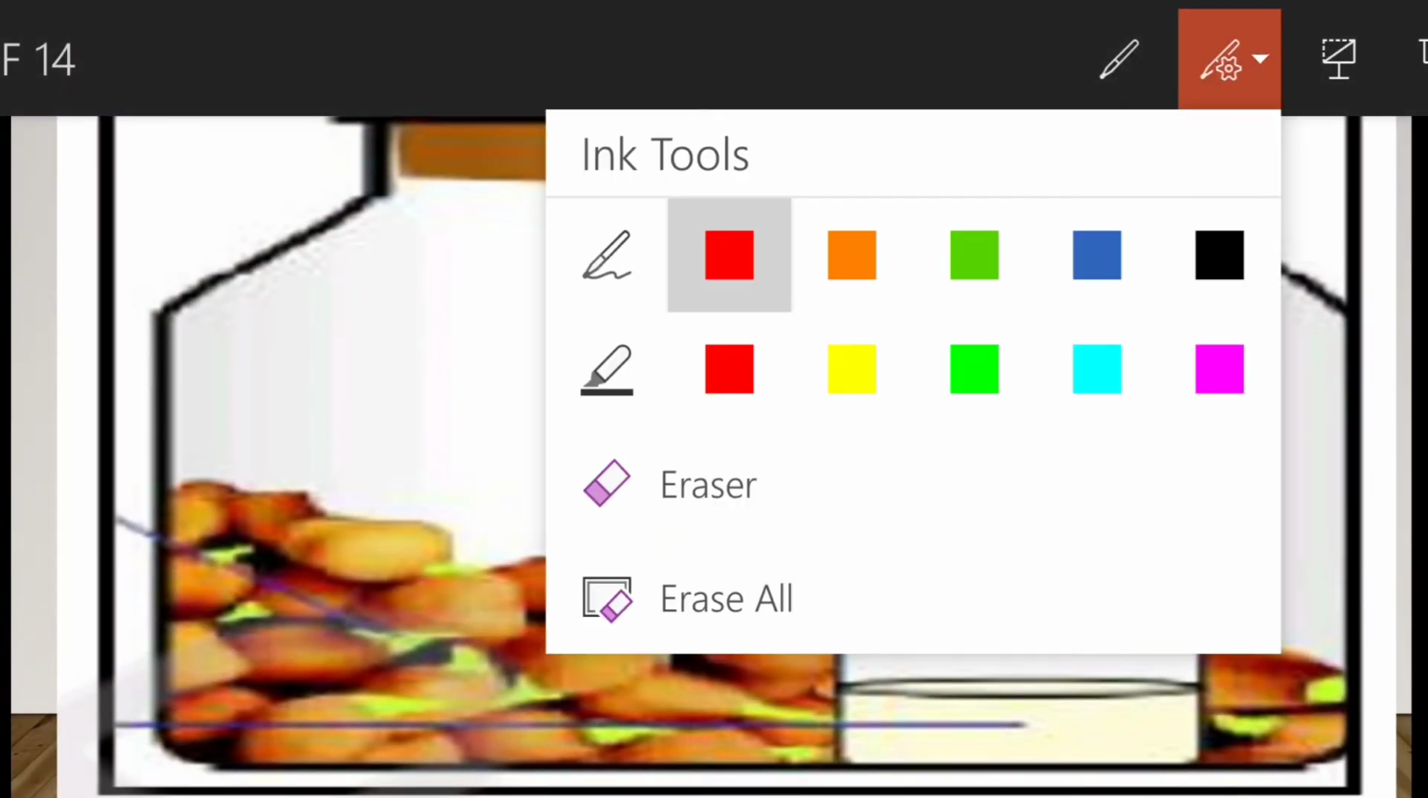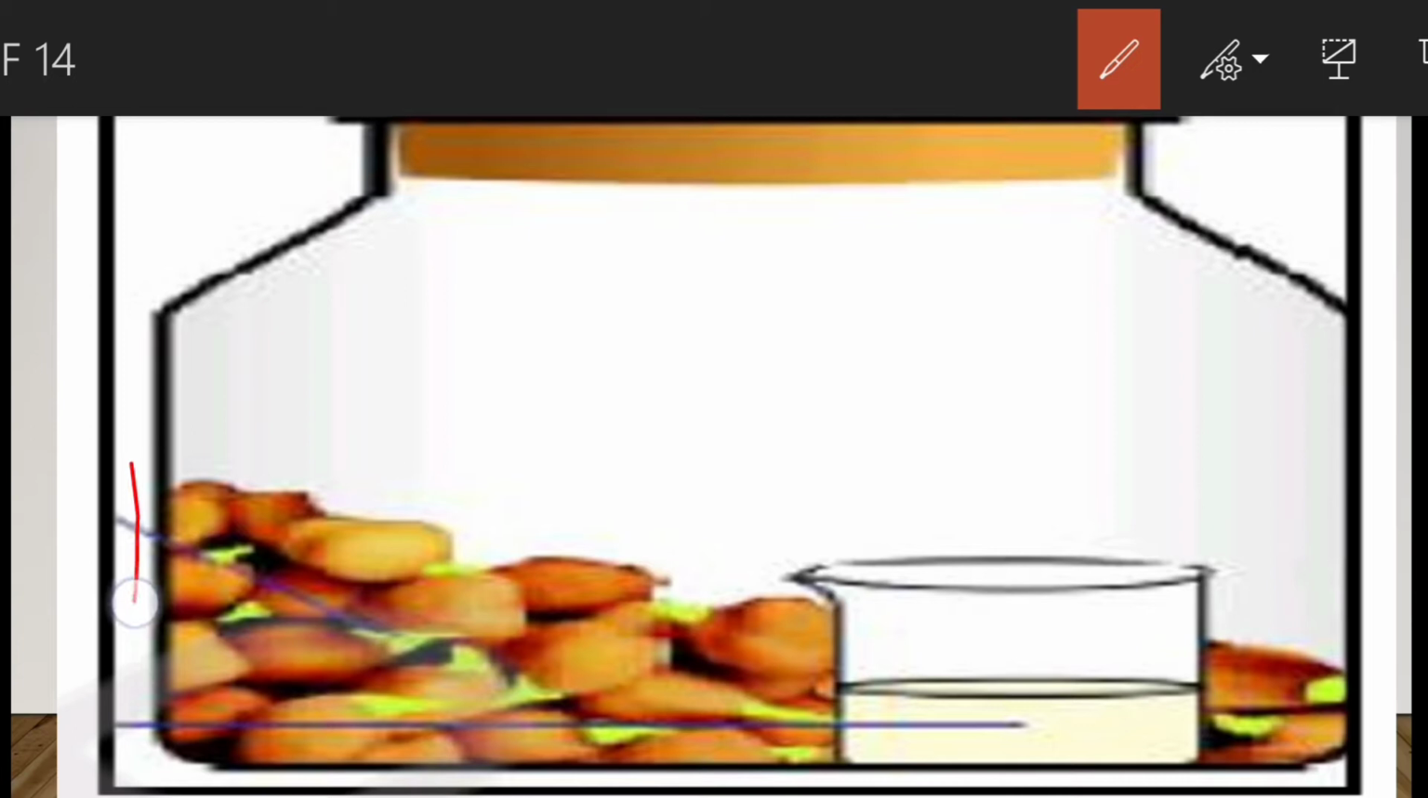This one is a glass bottle, and this one is a small beaker. We can take a glass bottle or a plastic bottle, and sprouted seeds, otherwise called germinating seeds or sprouts. And we can also take one rubber cork here.